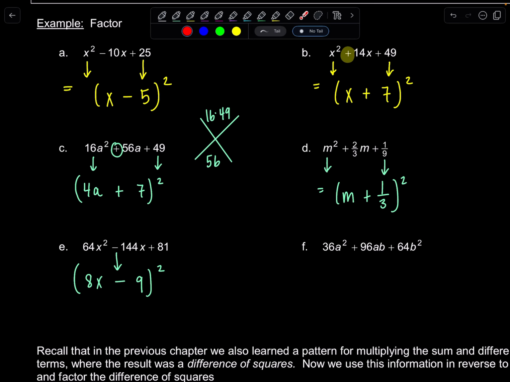Last example, F is dangerous. Yes, because you might say, oh, 36a squared, that's a perfect square. This is a perfect square. But always take the GCF out first. If you try to do it after, believe me, it's much more difficult.